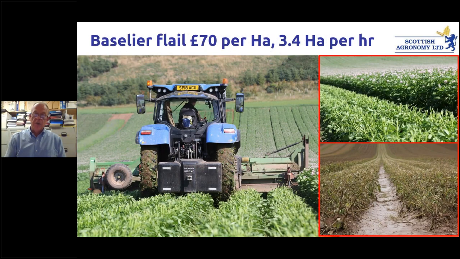When we were flailing, we were using a three-bed Baselier. I've costed that in this presentation at £70 per hectare. We were chopping 3.4 hectares per hour. But importantly, in the bottom right-hand image there in red, you can see that the flailing can disrupt soil and increase soil erosion if heavy rain follows shortly after flailing.